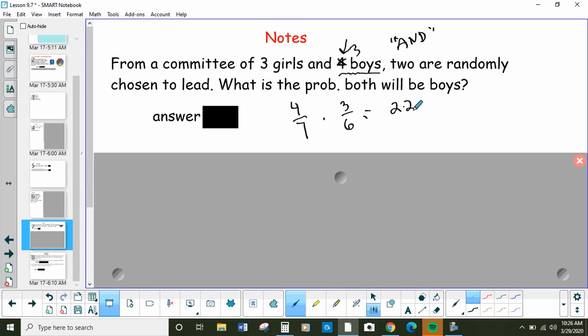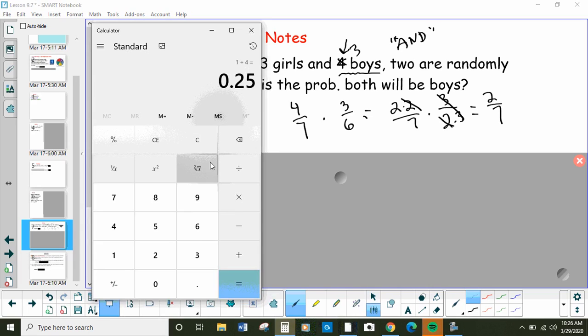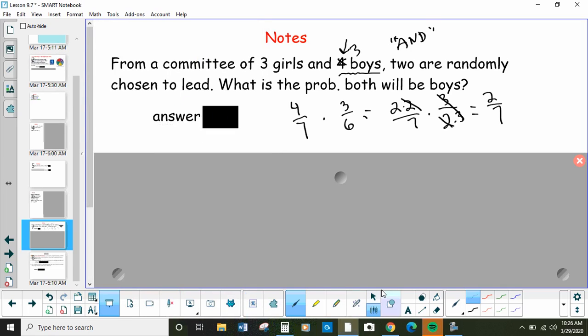So 4 is 2 times 2. I'm going to prime factorize before I multiply fractions. 6 is 2 times 3. And I cross out my ones. 3 over 3 is 1. 2 over 2 is 1. My reduced answer will be 2/7. Take your calculator. 2/7 is 2 divided by 7. Or about 0.29 or 29 hundredths, which is about 29%.